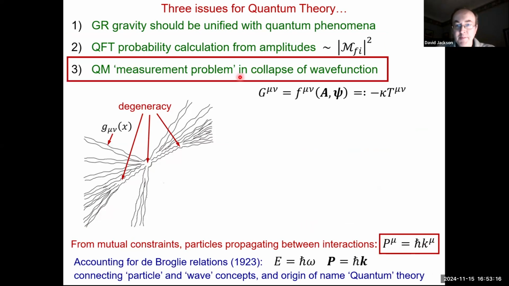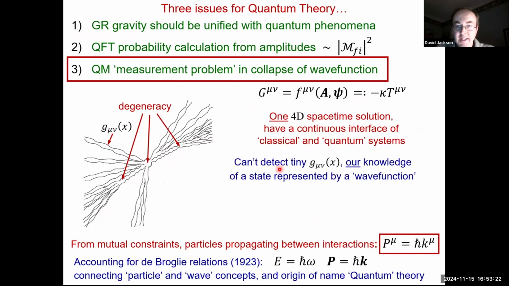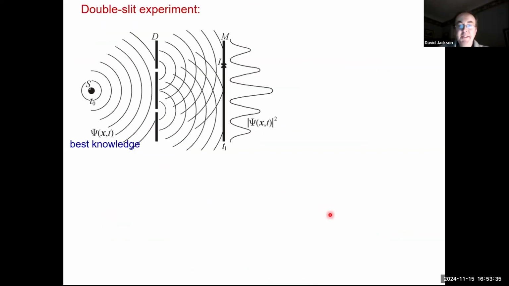Okay, so to the measurement problem, basically we're using gravity as one four-dimensional solution to this thing. The fact that we can't detect this gravitational field, we basically use a wave function pragmatically to give our best knowledge of what might happen. So there's no physical wave function collapse or measurement problem. And it's best to look at this in terms of the double slit experiment.